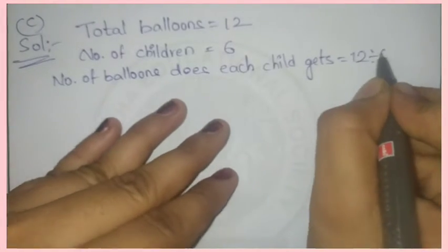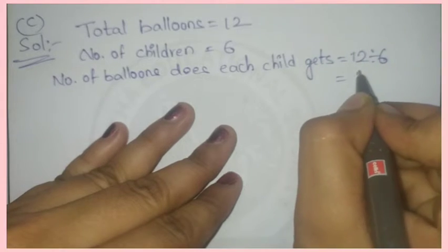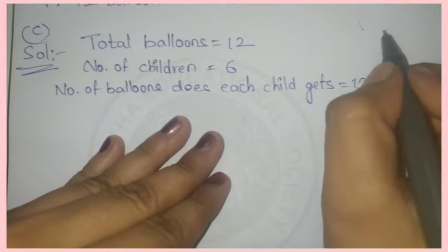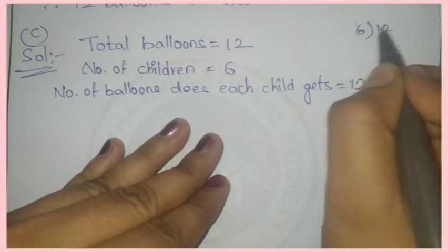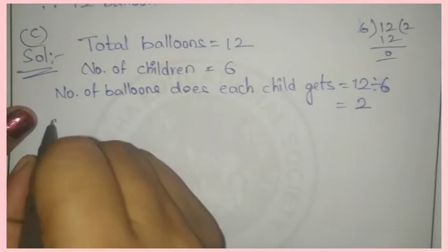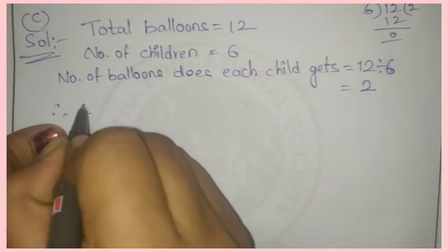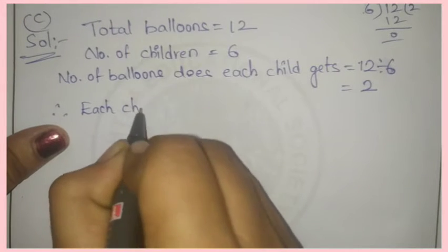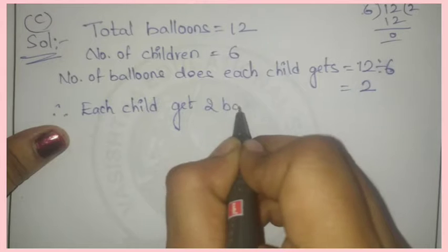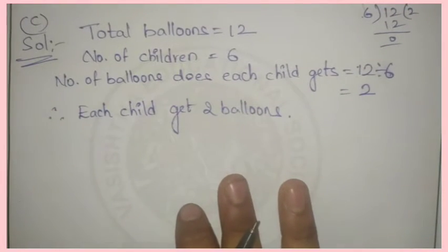12 divided by 6. In 6 table, when we get 12, is 2 sum. Look here. 6 twos are 12. So therefore each child gets 2 balloons. This is C answer.